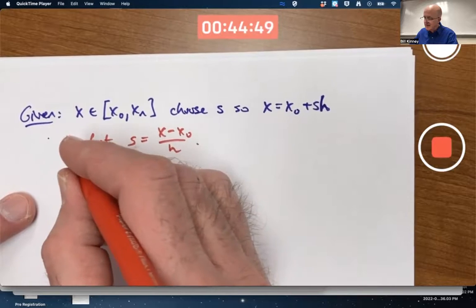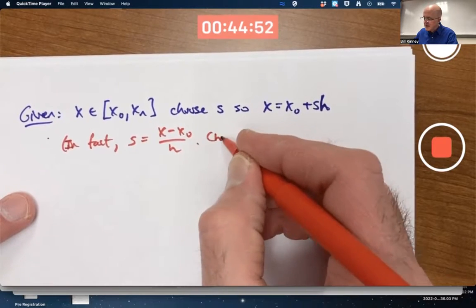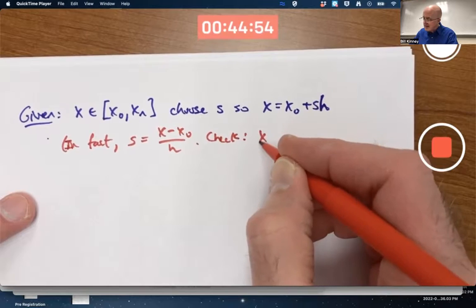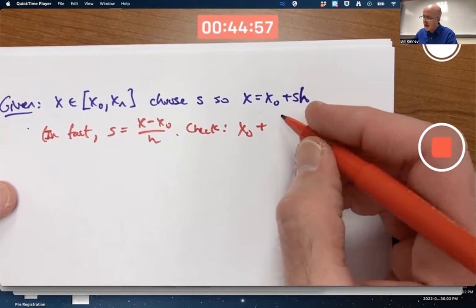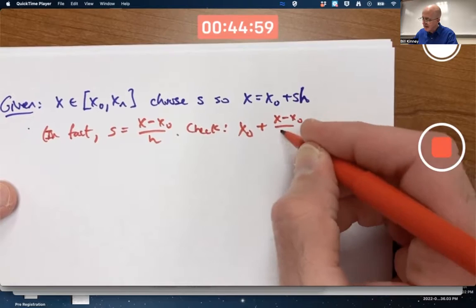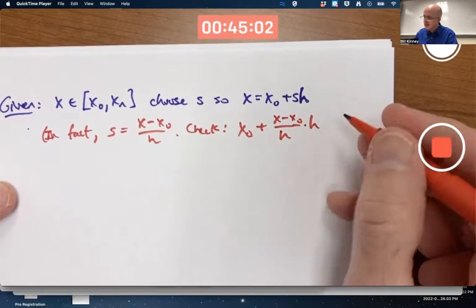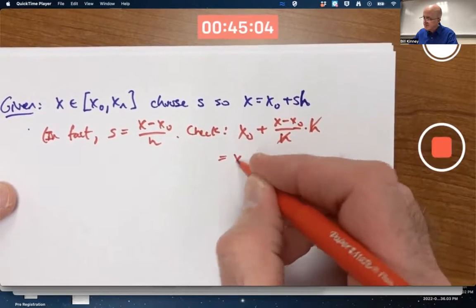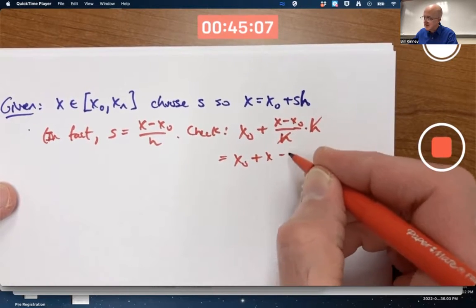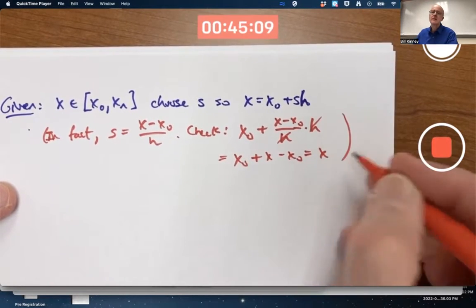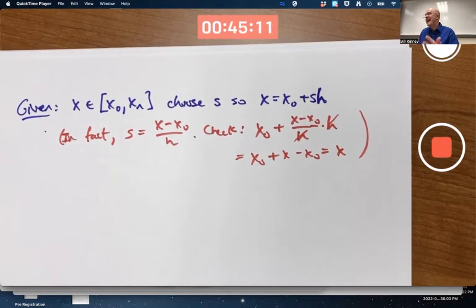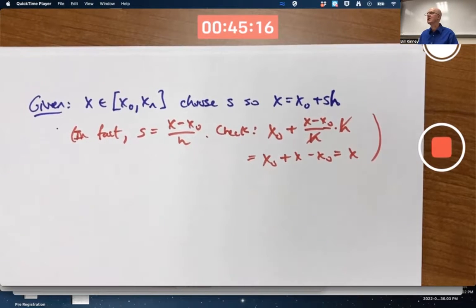We can check that. In fact, check it here. x0 plus the fraction x minus x0 divided by h times h. The h's divide out. You get x0 plus x minus x0. That simplifies to x. So this s definitely exists. It's x minus x0 divided by h, which would be 0 if x happened to equal x0. Otherwise, it is positive. h is positive. We're not dividing by 0.